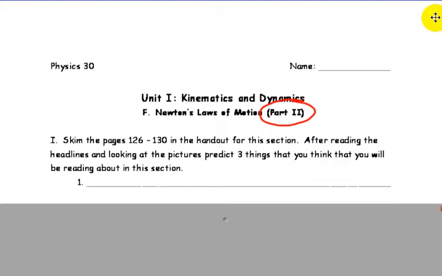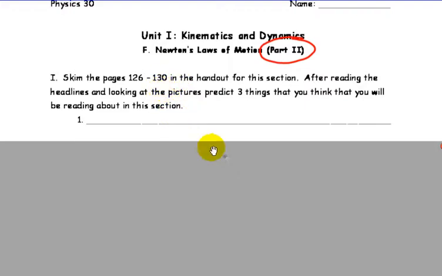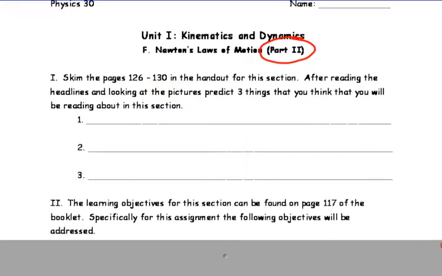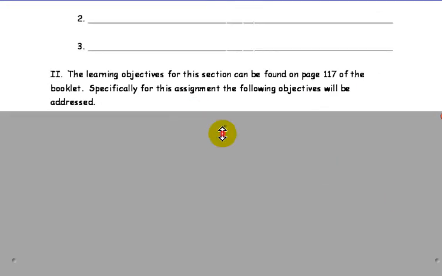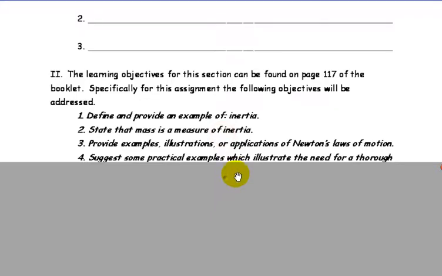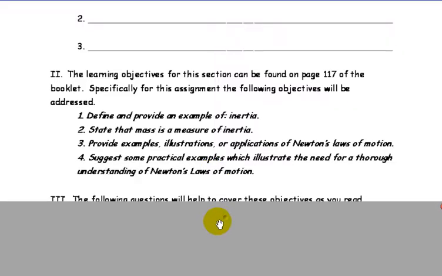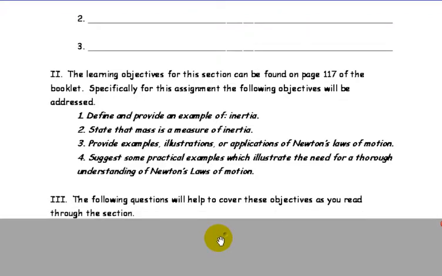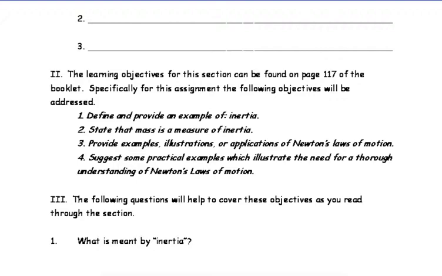Welcome back, Physics 30. This is the second part of Newton's Laws of Motion. It pertains to pages 126 to 130 of your book. In this section, we'll be looking at defining and providing examples of inertia, stating that mass is a measure of inertia, providing examples, illustrations, or applications of Newton's laws of motion, and suggesting practical examples which illustrate the need for a thorough understanding of Newton's laws of motion.